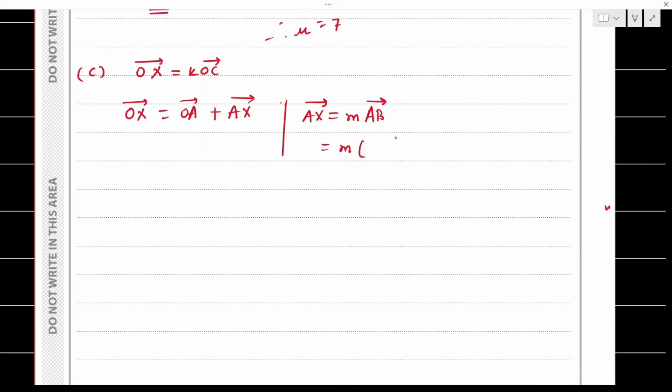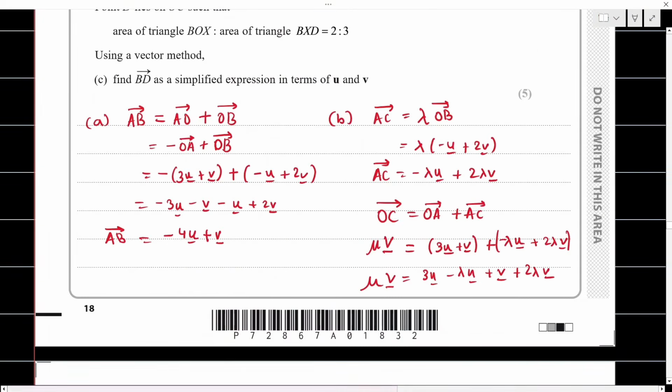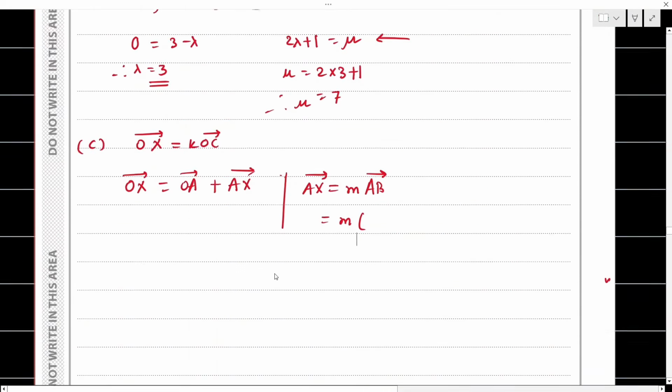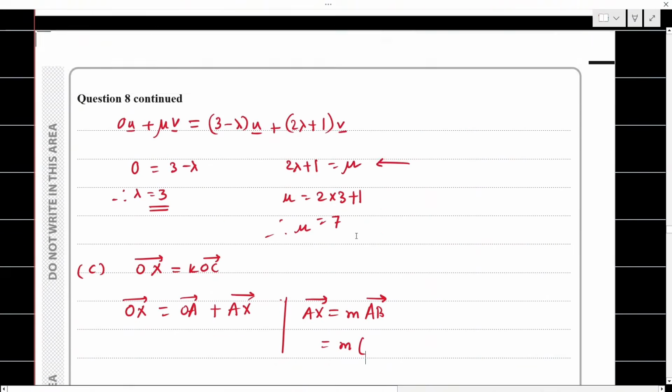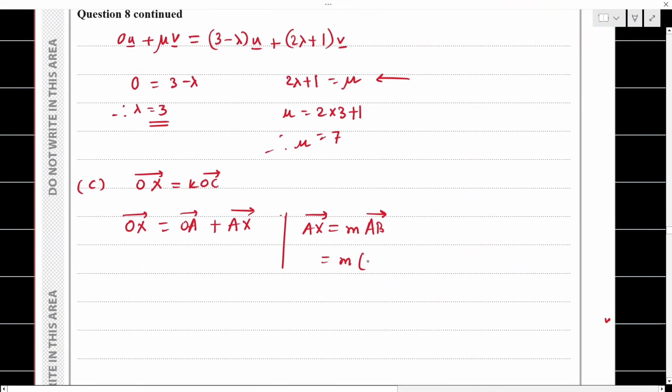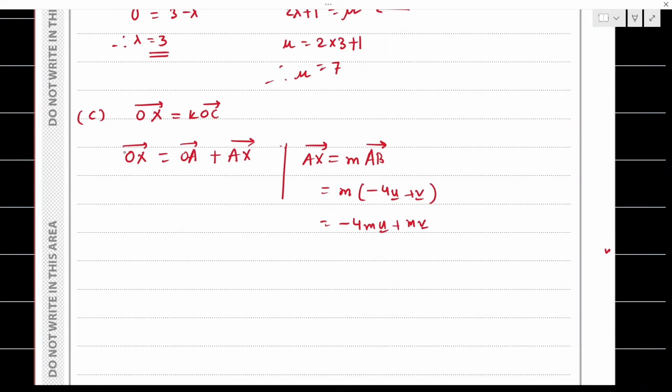Simplifying this will give us, we know that the AB vector is equal to minus 4U plus V. So I can write this in place of the AB vector. So m into minus 4U plus V, and this gives us minus 4mU plus mV as our AX vector.